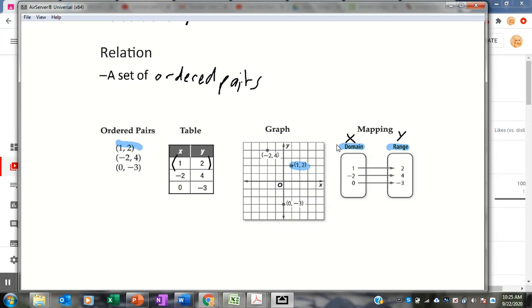So for instance, if we look over here, I'm going to highlight so you can see what I'm talking about. We have 1, 2, and then 2, 4, and then 0, -3. So as we do this, 1 goes to 2, 2 goes to 4, and then 0 goes to -3. And so right there, you can see there's just an arrow drawn from the x to the y that it's connected to. So there's really four different ways that you can represent a relation. You can represent them as ordered pairs, in a table, in a graph, or a mapping.